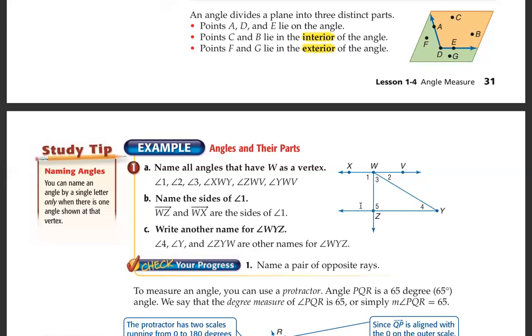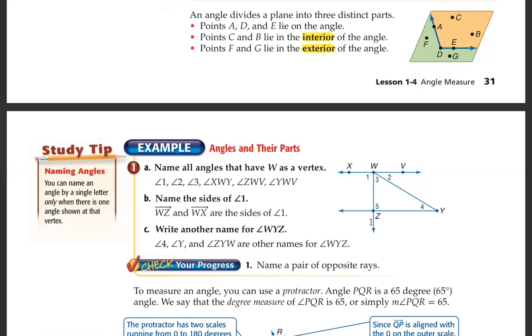The sides of angle 1. So angle 1 is over here. What makes angle 1? This side and this side. So you name this side as ray WX and this side as ray WZ. For every angle, you have to have two sides. Teacher, can there also be 3? It should be 2. So when you're asked for the sides, automatically you have two answers.